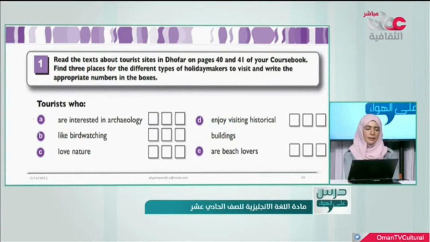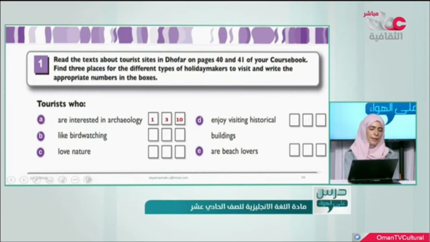We're supposed to find out which of the postcards can highlight the feature that we have in task number 1. For example, we have A. Which of the places in the course book, page 40 and 41, can help the visitors or can be enjoyed by those who are interested in archaeology? We think about some different places. We can say that number 1, number 3, and 10 are the most appropriate places about this feature.